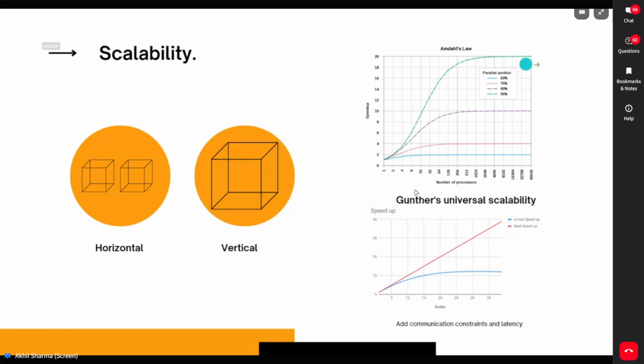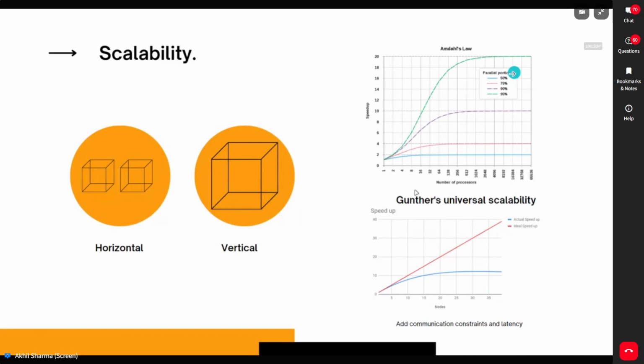So this is what happens in the real world. In the real world, you can't keep scaling unlimitedly and keep getting a lot of speed. At 20x, the speed up that you get in the system stops, and then you stop getting any results.